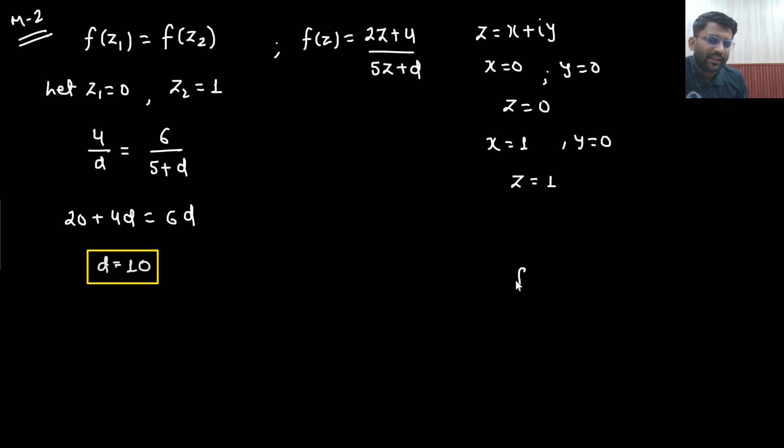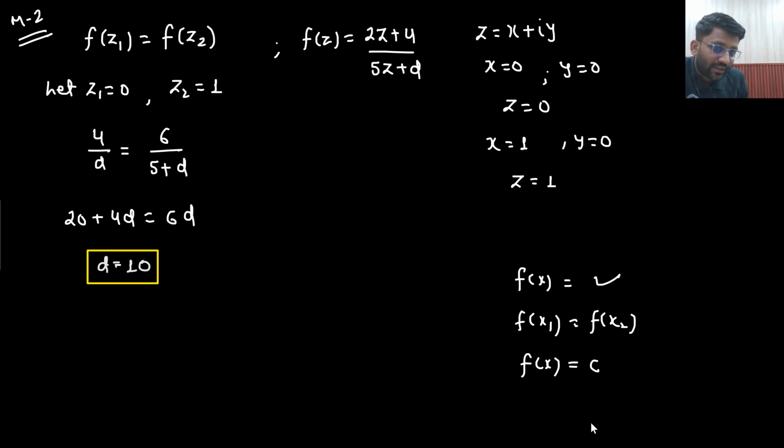Basically, the point is that if I have some function f of x, and I am saying that f of x1 is giving me f of x2, that means no matter whatever the value of x you are putting, you will get the same answer. What does that mean? That means f of x has to be constant. It cannot be a function of x. Are you able to understand this point?